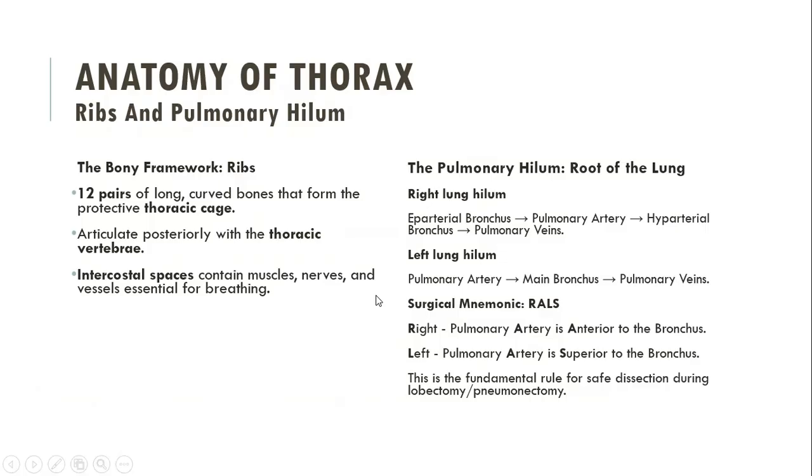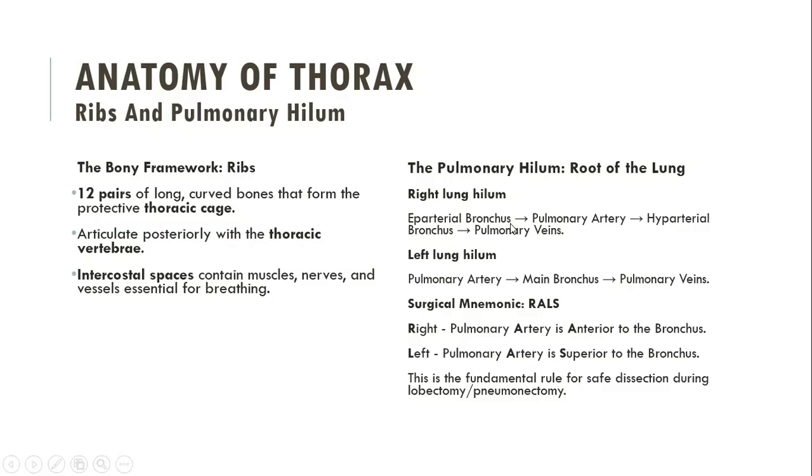Now we come to the important structures like ribs in the thorax and the pulmonary hilum. The bony framework of the thorax, as you all know, is 12 pairs of long curved bones that form the protective thoracic cage. They articulate posteriorly with the thoracic vertebrae. There you see the 12 pairs of long bones, and posteriorly they have the thoracic vertebrae. Intercostal spaces contain muscles, nerves, and vessels essential for breathing.